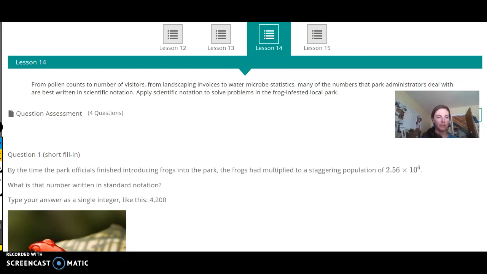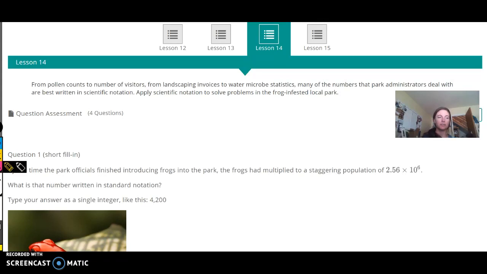First question. By the time park officials finished introducing frogs into the parks, the frogs had multiplied to a staggering population of 2.56 times 10 to the 6th power. What is that number written in standard notation?